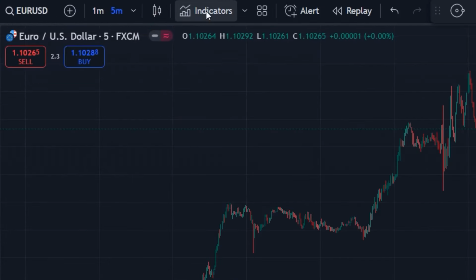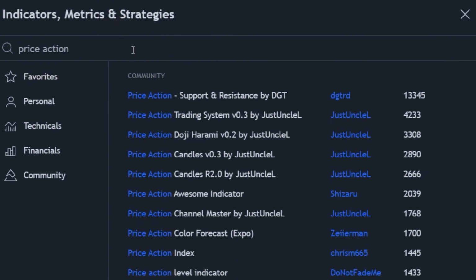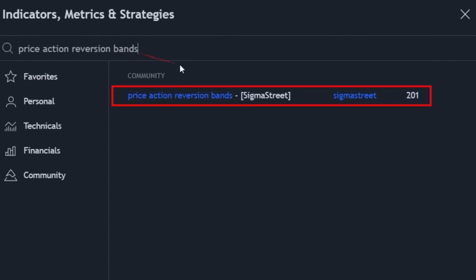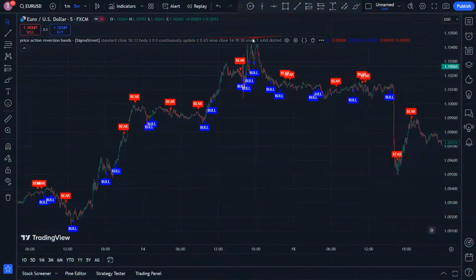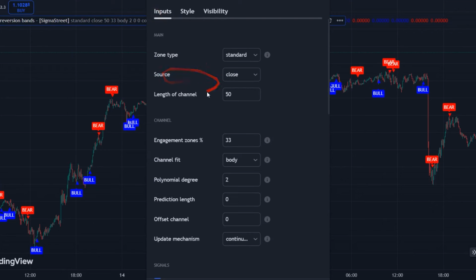Now we reach the most important part, which is adding the first indicator of this strategy to our chart. For this, go to the Indicators tab and type in the search box, Price Action Reversion Bands. When you find it, click on it to add it to your chart. First, you need to go into its settings and make some adjustments so that this indicator doesn't give us false signals.